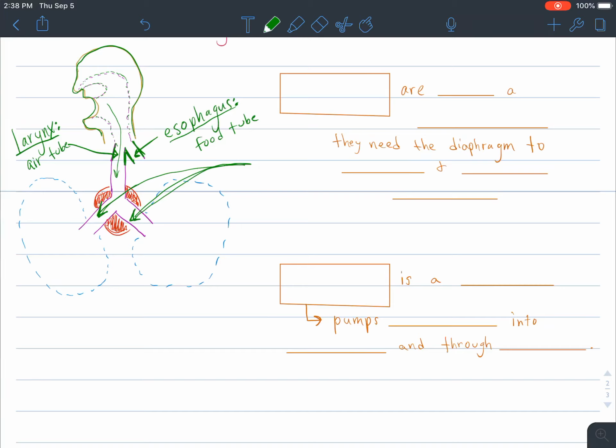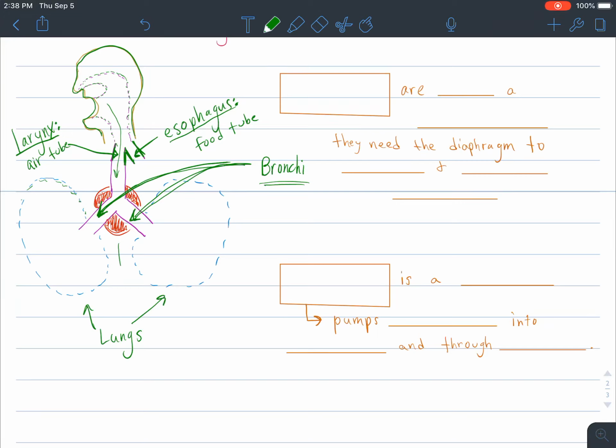This area where it splits into two different pathways, these are called our bronchi. Since there's two of them, we call them bronchi. And if you've ever had bronchitis, it's these tubes that get inflamed. And you probably had some chest pain because these tubes actually enter into our lungs. And so these dashed lines here are actually there to show us our lungs. And so let's label our lungs.